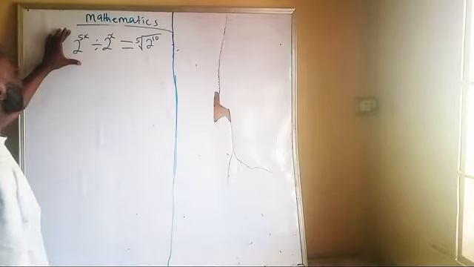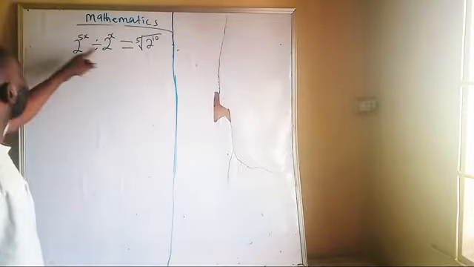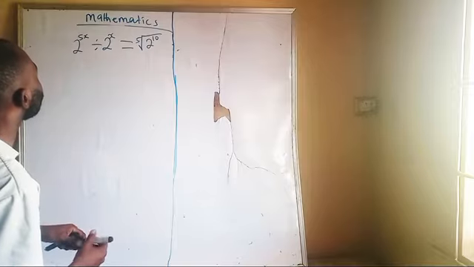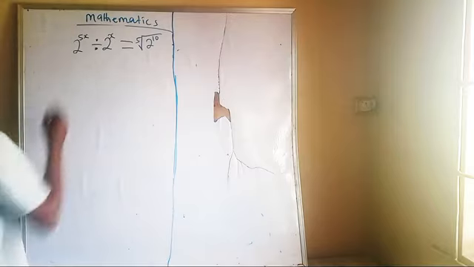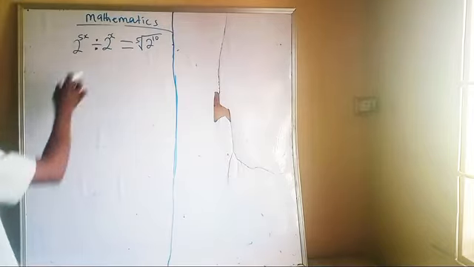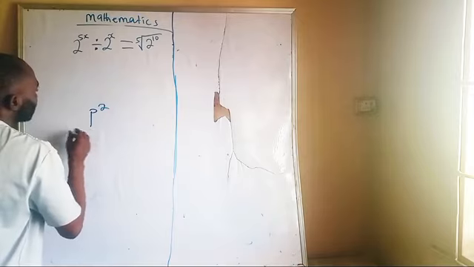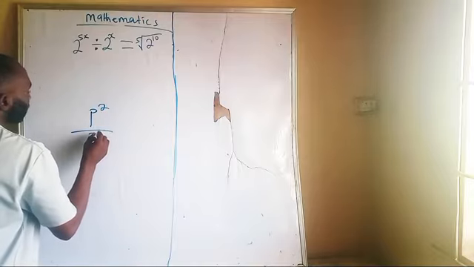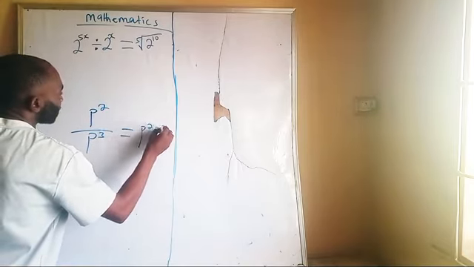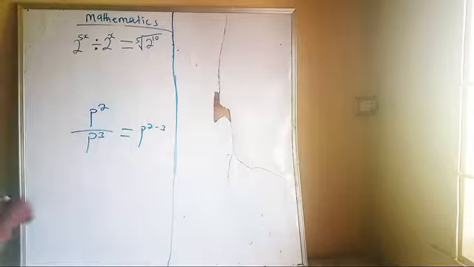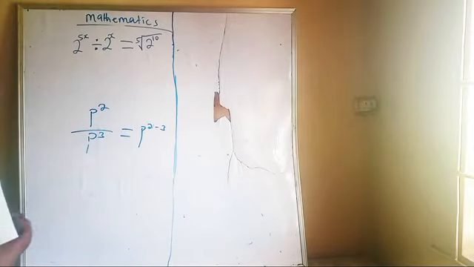So we have this exponential equation here to solve, and we have to solve for x in this equation. So solving for x, we are going to apply laws of indices. This is a division sign, so we are going to apply the law of division, which states that if p raised to the power of 2 is dividing p raised to the power of 3, this is the same thing as p to the power of 2 minus 3. When the bases are the same and you are dividing, just go ahead and subtract the powers.